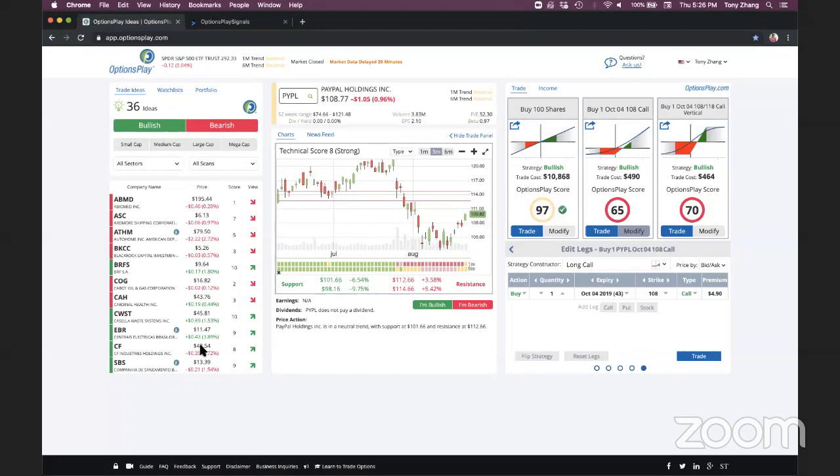What we really want to do is make sure that you're not just following someone else blindly. We want to educate you. We want you to be able to be self-sufficient in your trading, and that is really the value that we try to provide here at Options Play.